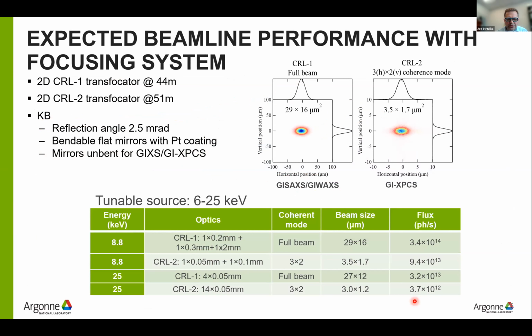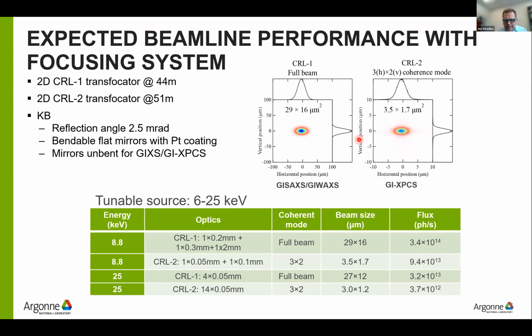And so with those two transfocators, we can see this is the performance we can expect from the new focusing system that we'll have. So we can either use the upstream transfocator and accept the full beam, and then for GISAXS and GIWAXS, we'll be able to focus the beam down to about 30 by 16 microns or so, depending on the energy that we're looking at.